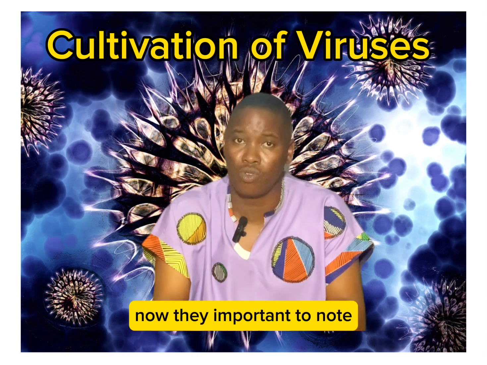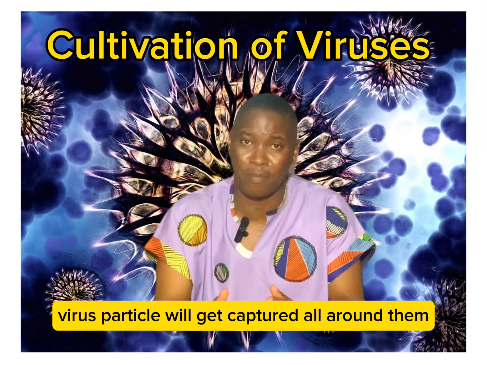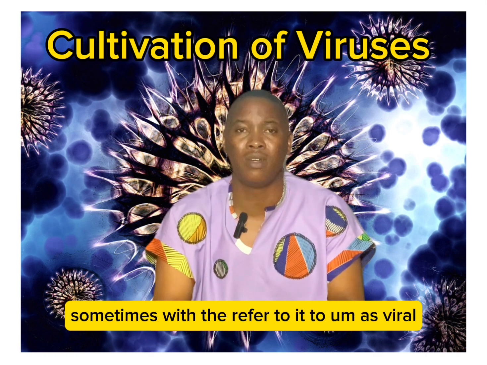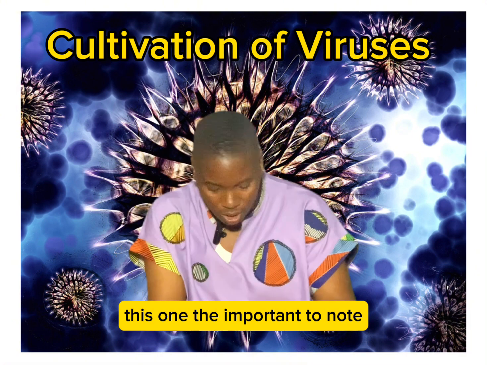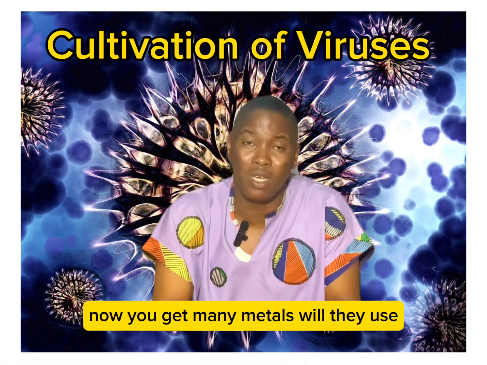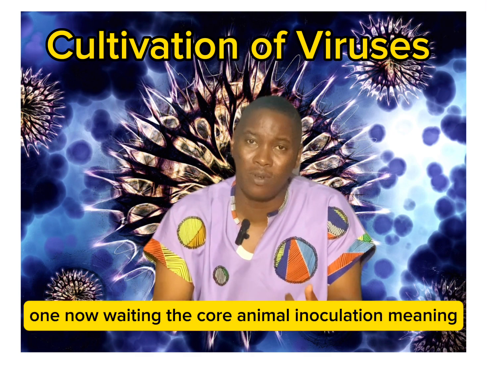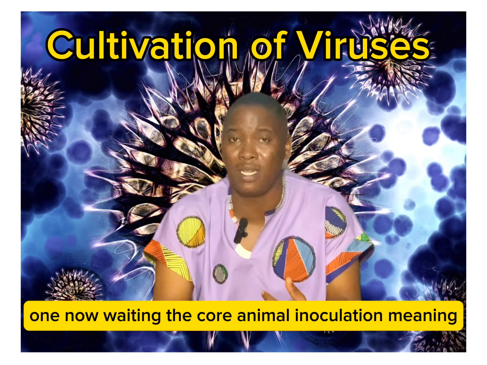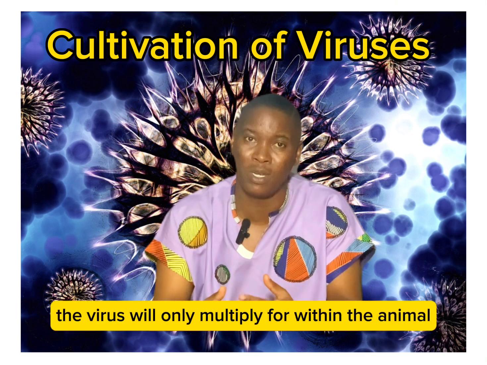Now, e dey important to note say a fully matured virus particle wey get capsid all around am, sometimes we dey refer to am as virion. This one dey important to note. Now, e get many methods wey we dey use cultivate viruses. Three major methods dey. One na wetin we dey call animal inoculation, meaning say we go put that virus inside animal. The virus go come dey multiply for within that animal.